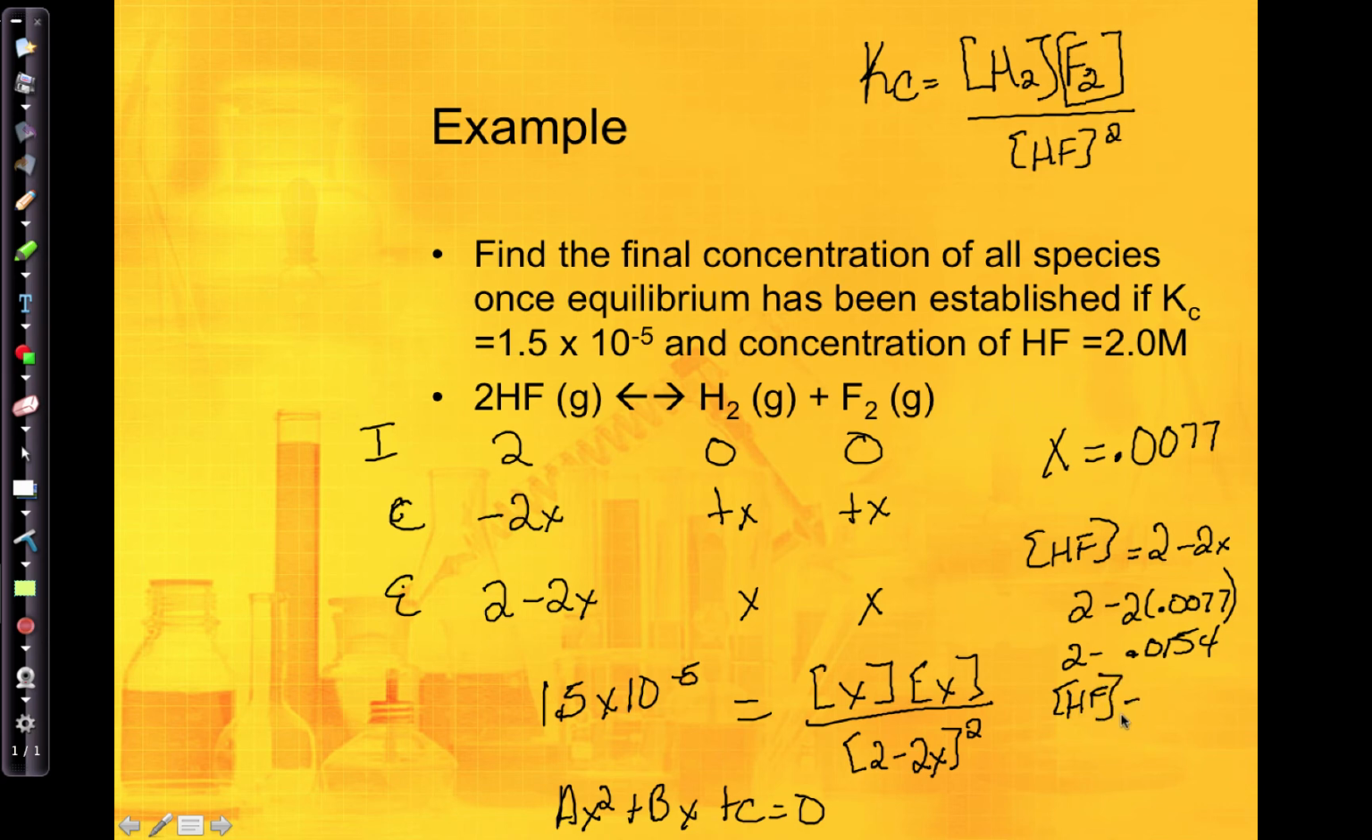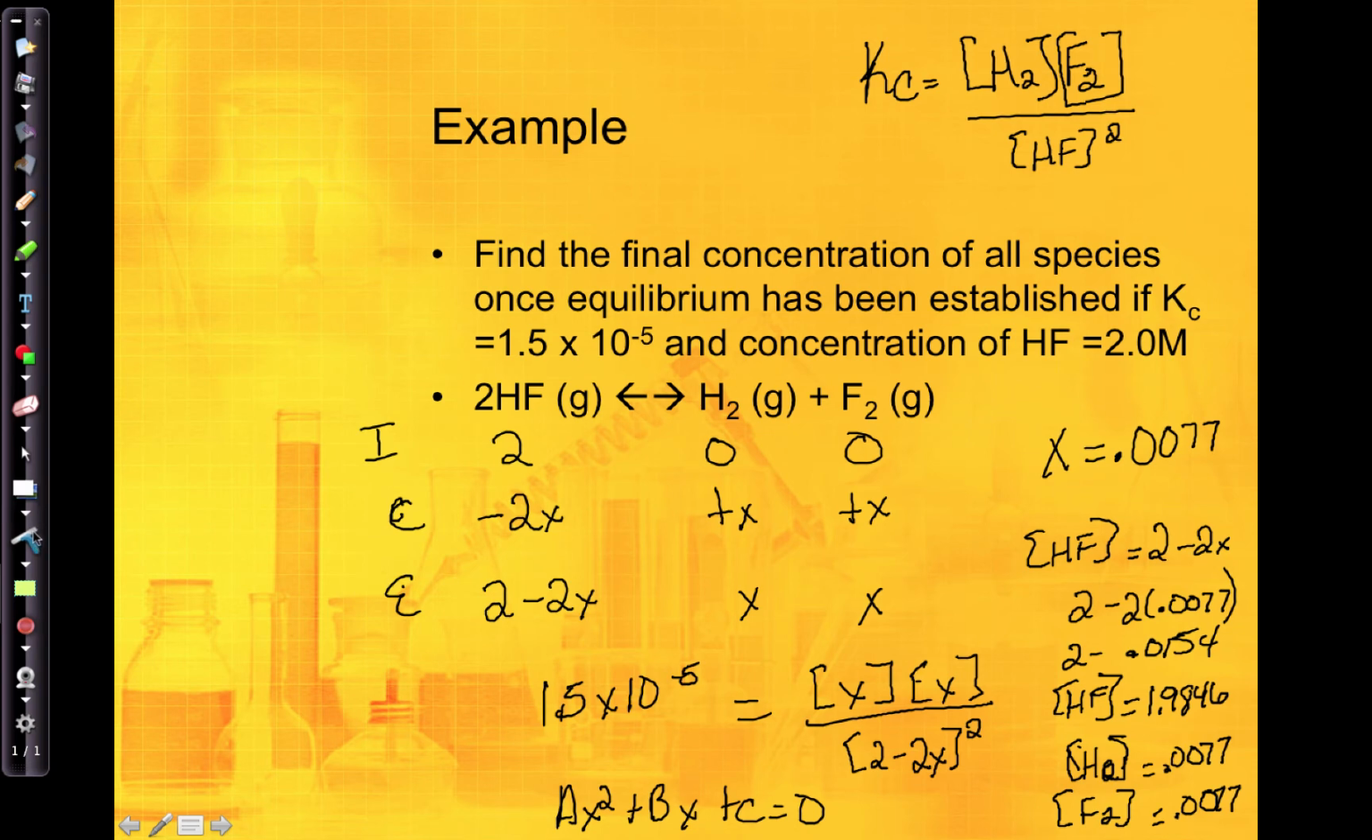0.0154. All right, so concentration of HF is equal to 1.9846. Still pretty close to 2. So now I've got the concentration of that. Well, X is equal to H2 at equilibrium. So X, or the H2 concentration, is also just equal to 0.0077. So if at equilibrium it's just X, once you find X, you know what the concentration is. You don't have to plug it in anything. All right, and now we have our concentrations.